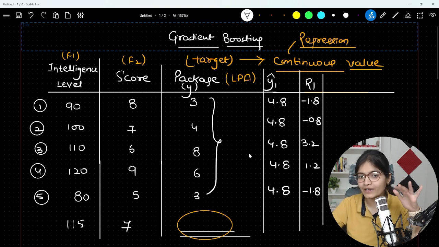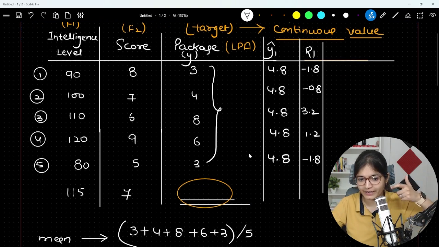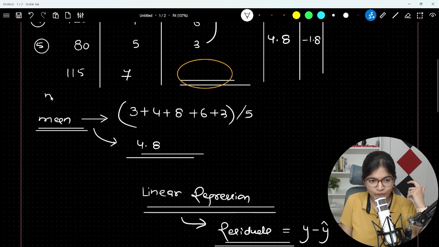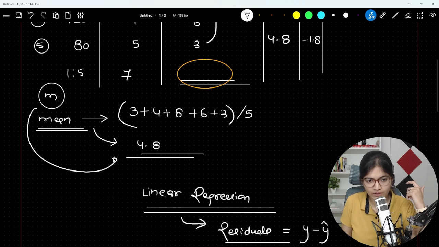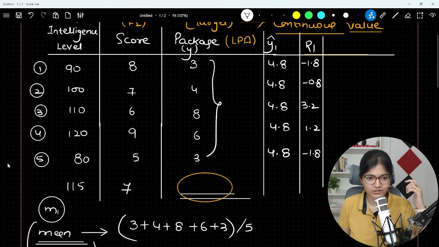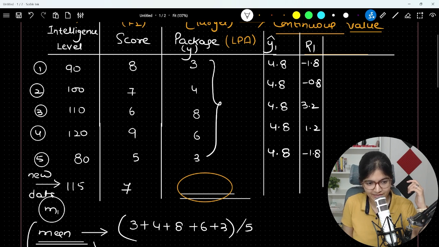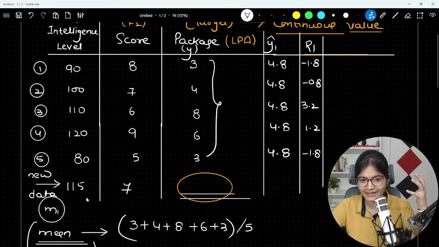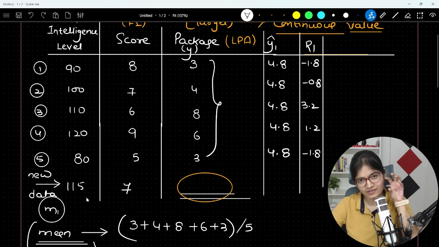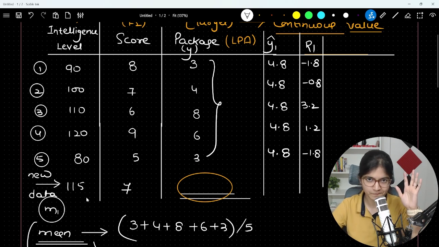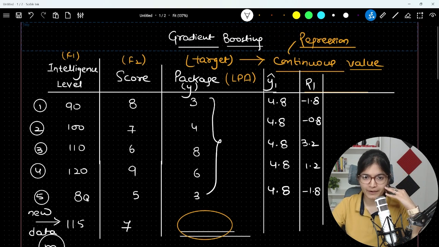Again, I am repeating: R1 is the difference between your actual value and what your model M1 is predicting. And if you remember, your model M1 is nothing but the prediction of the mean value. So suppose this is the new test data that my model is getting, with an intelligence level of 115 and a score of 7. If my model is asked what the package of that person could be, and we are applying just the M1 model, it will always say 4.8 only. Make sense?